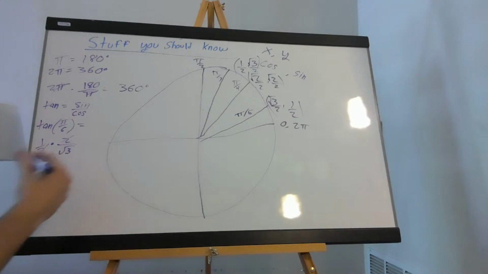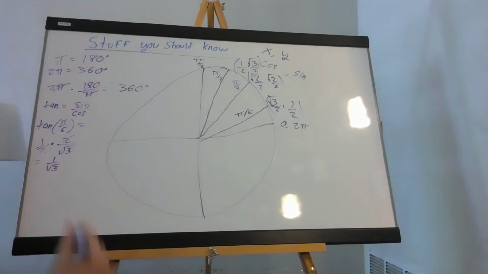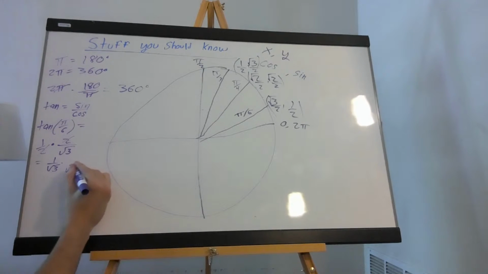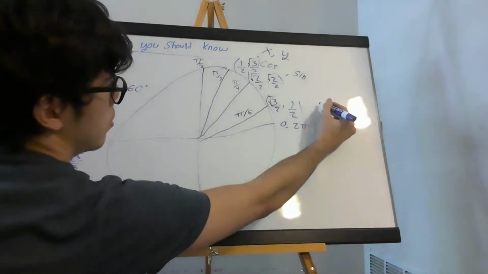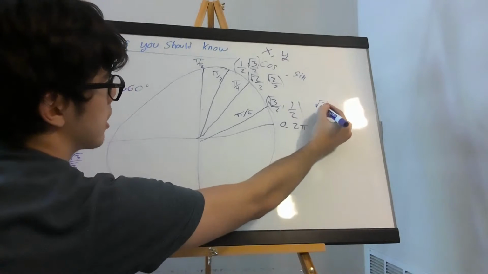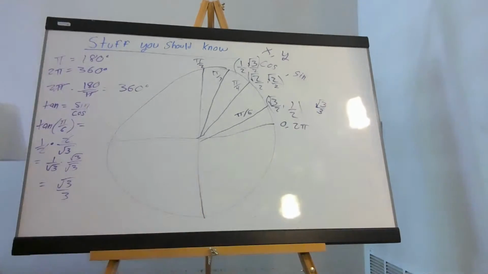You guys are like, oh, that doesn't look familiar for the tangent value of the unit circle. That's because they like to be fancy. Get rid of the denominator on the bottom. So now we get root 3 over 3. So our tangent value for that is going to give us root 3 over 3.